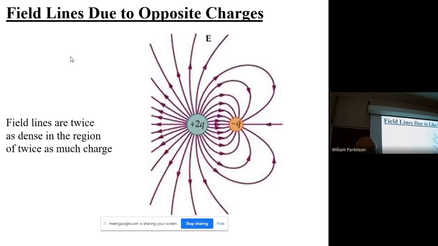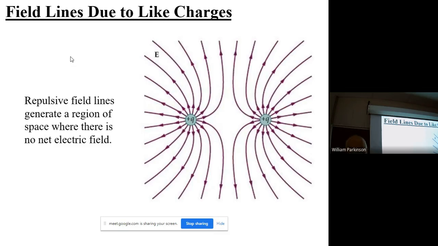Here, I have like charges. Turns out these are both positive. How do I know that? Well, it says plus. But besides that, the lines are all coming outward. But notice what happens towards the middle. The lines start ramming into each other and butting up against each other and pushing each other away.